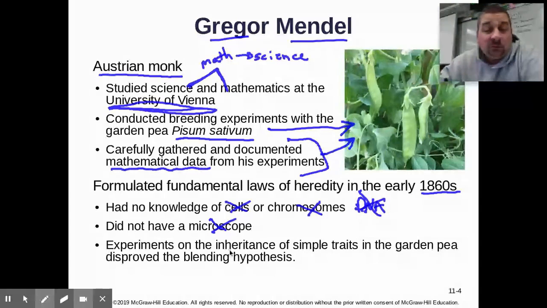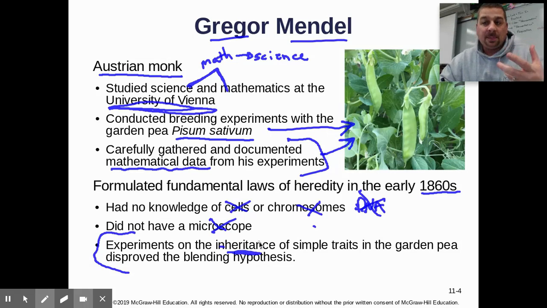So it's actually rather amazing how close, once we did know about DNA and stuff, his experiments and his inheritance patterns matched up with what happens with chromosomes and DNA. Just amazing that 150, 200 years ago, this dude was right on, kind of figured things out.